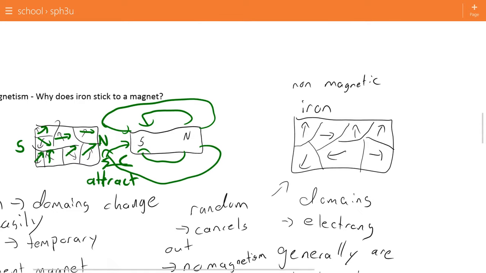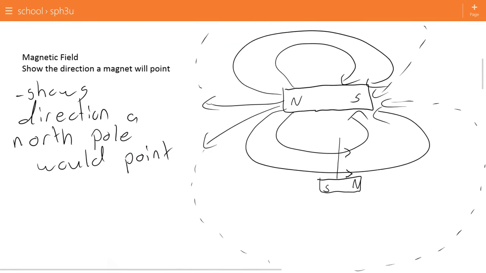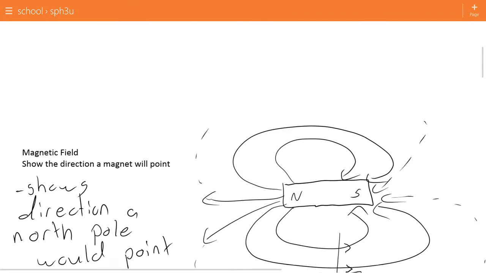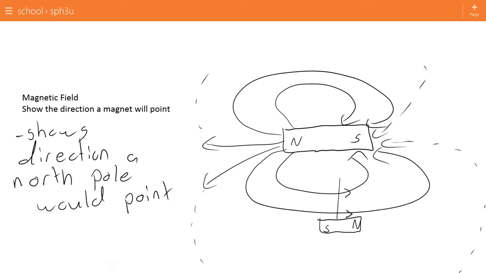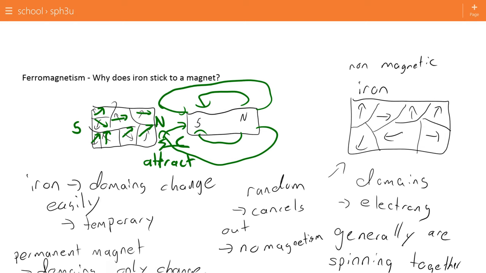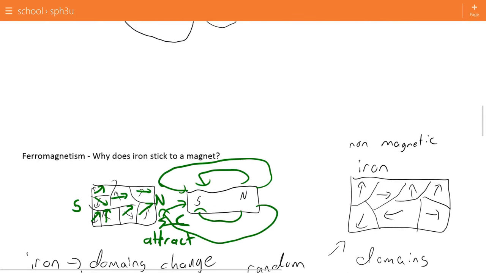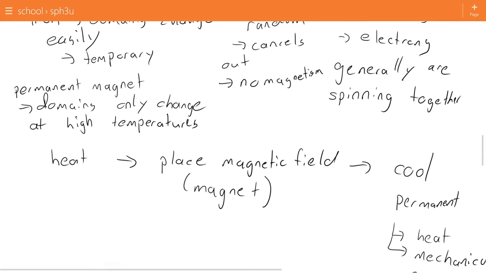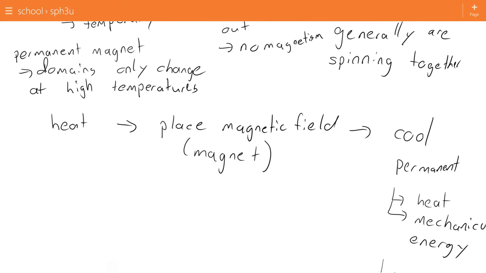So that is a very, very brief introduction to magnets, magnetic fields, how unlike magnets attract like magnets, how we can show what will happen to a magnet in a lot of different positions without actually drawing the magnet using a magnetic field, how the Earth has a magnetic field, and why some materials are magnetic and some materials are not. Again, if we want to see if something like iron wants to stick to a magnet, we would call that a temporary magnet. Its domains change easily. Something that seems like it should stick but doesn't, maybe something that wants to form a permanent magnet, its domains only change at high temperatures, so you can heat it, put it in the magnetic field, cool it, and now it'll be a magnet.